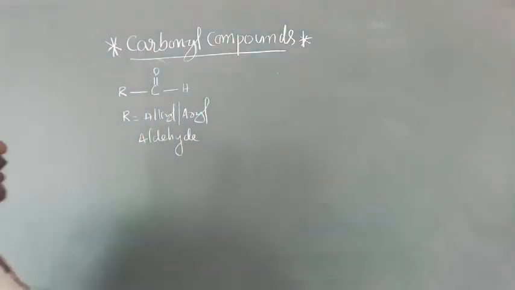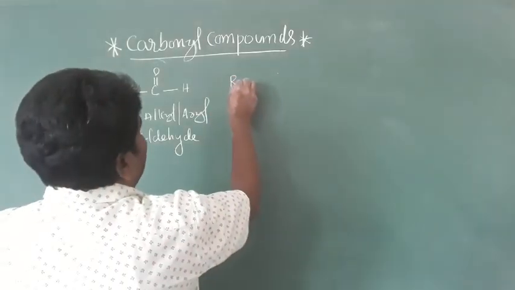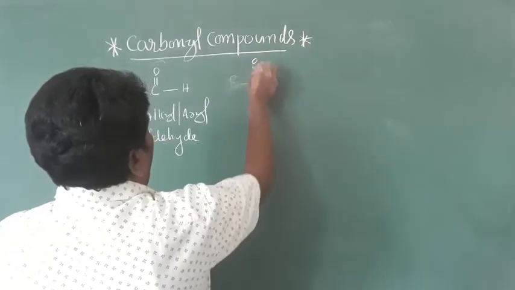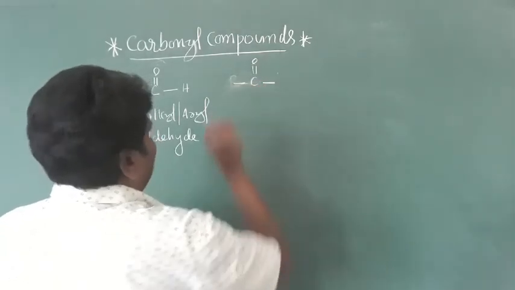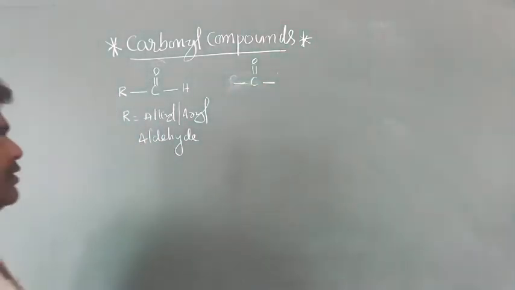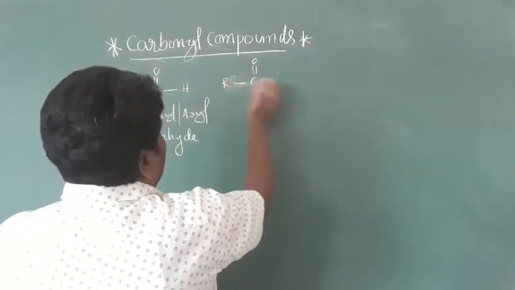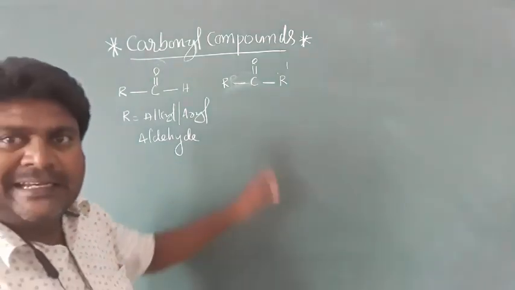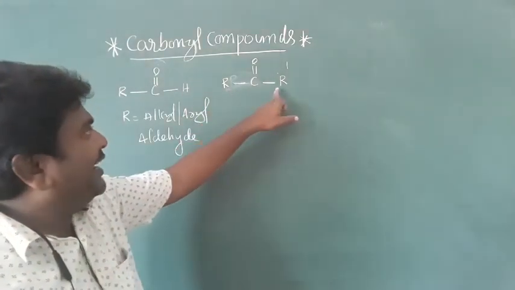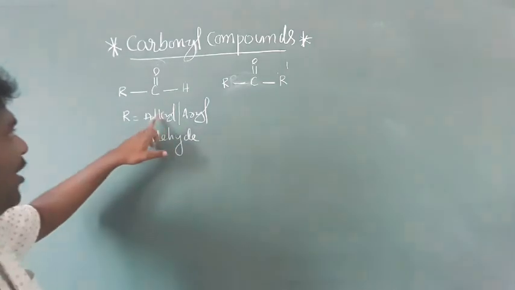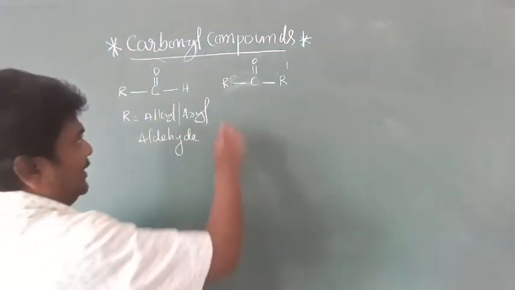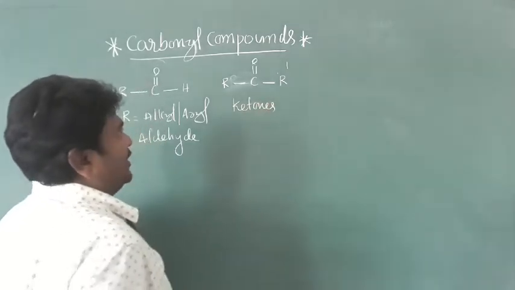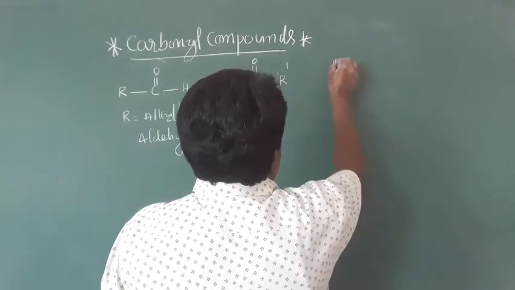See here. Next one, it is C double bond O. This is the carbonyl group. So this is R and this is R dash. For the sake of difference, I'll write R dash. If both valencies are satisfied by alkyl or aryl groups, that is called a ketone. Ketones.